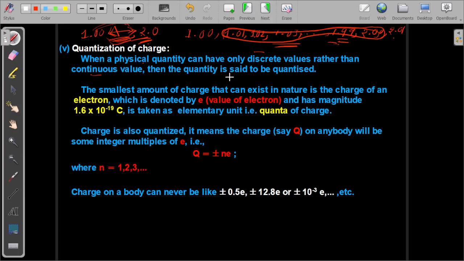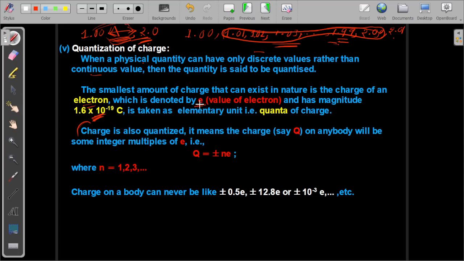In the same way, like any quantized physical quantity, charge also has quantized, I mean discrete, values. That means charge is also quantized. So in nature we get one smallest value of charge. That is the charge of an electron. This is the smallest amount of charge found in nature, and this value is that of one electron.